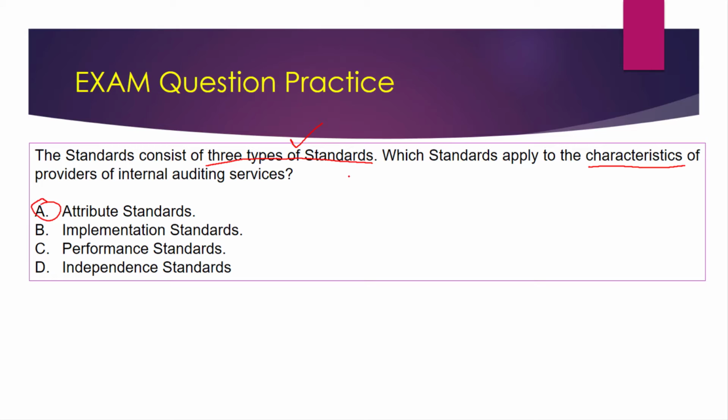And another question can be extracted from this question. All of the following are the types of standards except. What is the answer of this except? Delta, very good. Independent standard is not a standard. Independence is related to the code of ethics or the attribute standards. It is part of attribute standards, first thing, or is also related to the code of ethics. It will be studied in the upcoming slides. Okay, so this is not a standard.